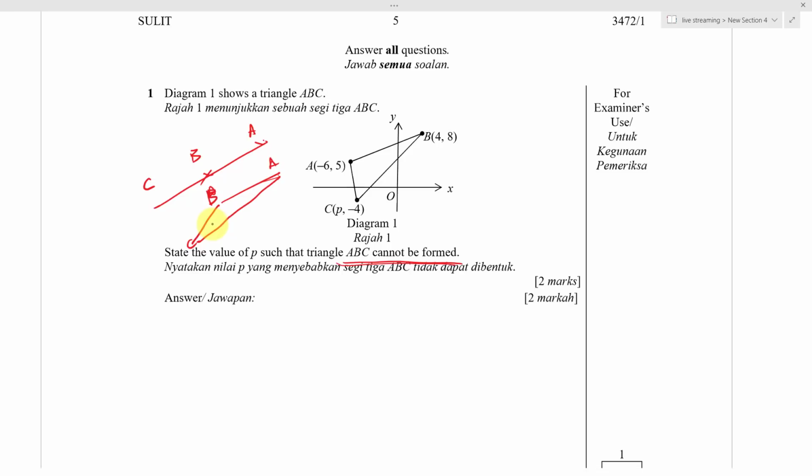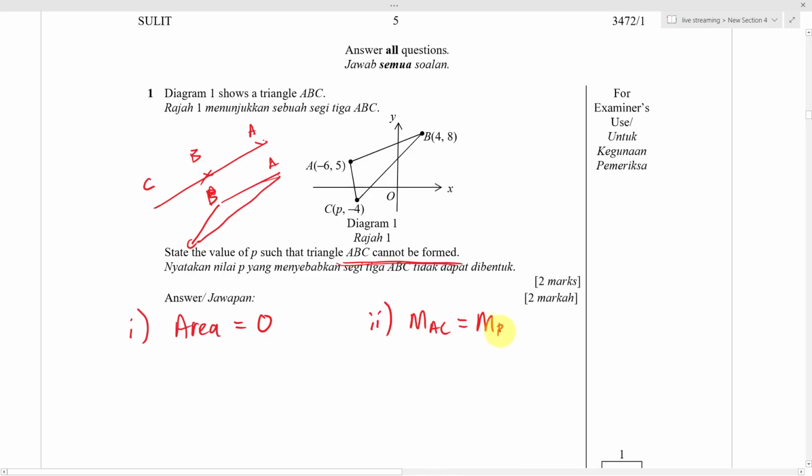So now we know we need a straight line, or you can make the area equal to 0. Yes, you're right, you can make the area equal to 0. Because this is not a 90 degree angle, you use the area formula which does not need the angle. Both should be good. Method number 1: you can make the area equal to 0. Method number 2: they are on a straight line, so the gradient of AC must equal the gradient of BC. You can use either of these methods to get the answer. I prefer the second one, but both should be fine.